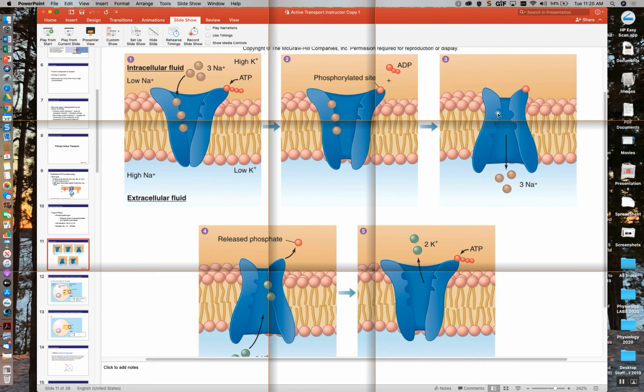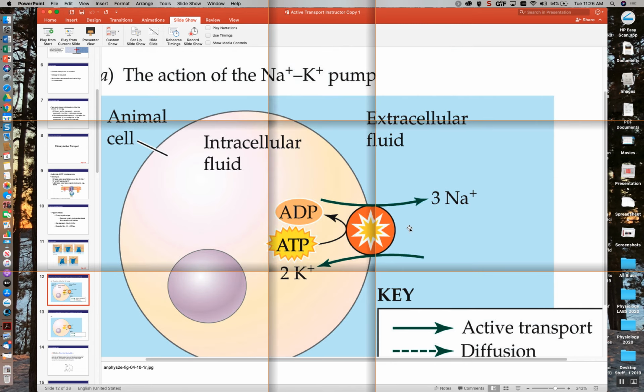Okay? So we have a few minutes here. Oh, on the exam, think about this. I try to give you a heads up on what you can expect. If you see something that looks like this, I do want you to be able to label it. All right? So 3 sodium out, 2 potassium in. ATP is hydrolyzed to ADP. A phosphate group remains on the pump, and then the phosphate group is released and ATP again binds.